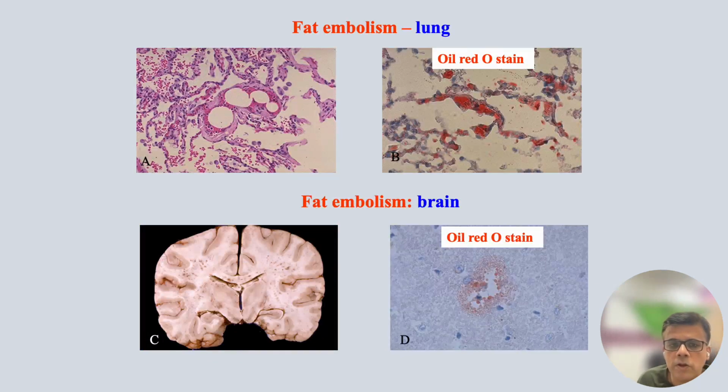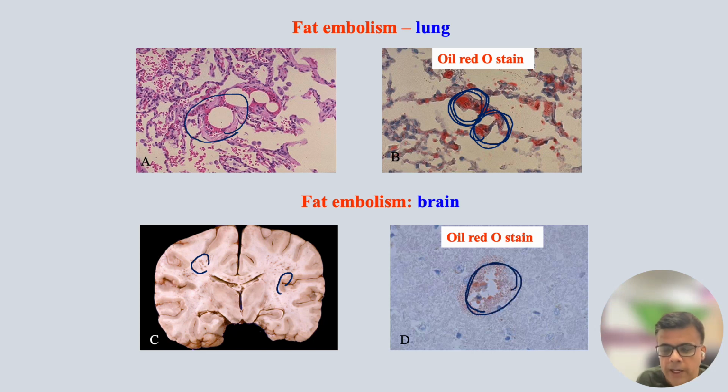Here you see the emboli formation inside the pulmonary vasculature, accentuated by this Oil Red O stain, which is highlighting the fat globules. And here you can see the hemorrhages. Small emboli are seen, and hemorrhages are seen in the brain. And again, you can see the Oil Red O stain highlighting the fat globules.